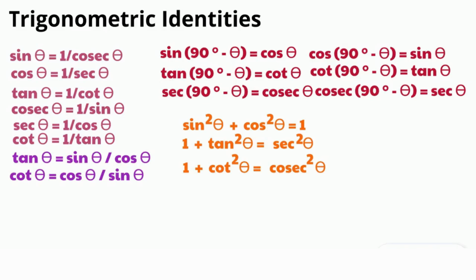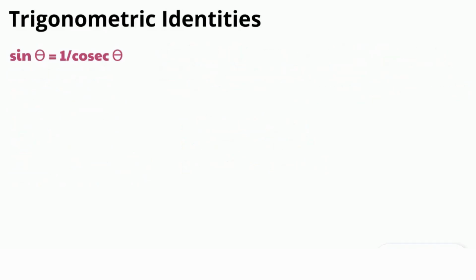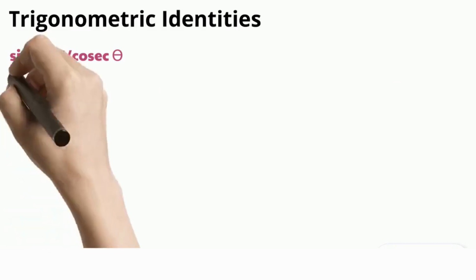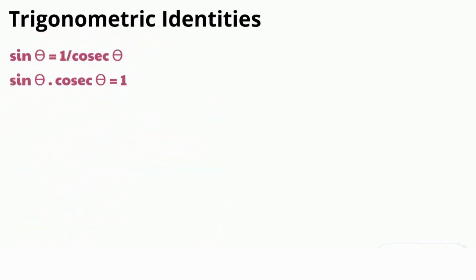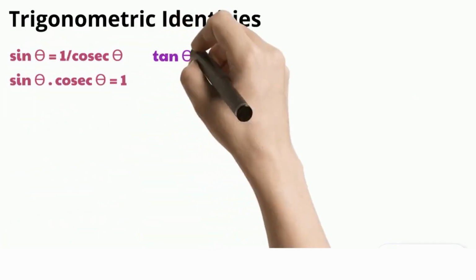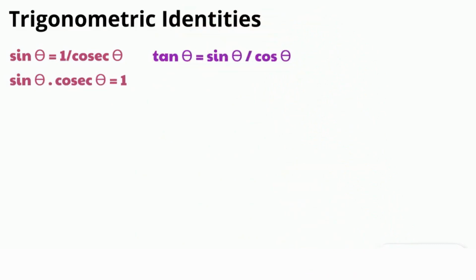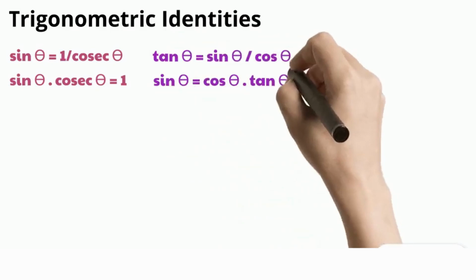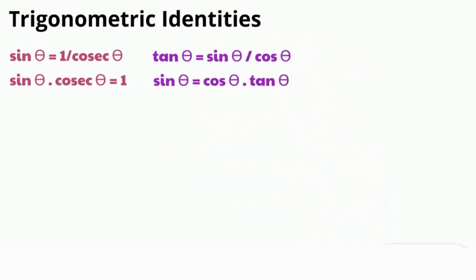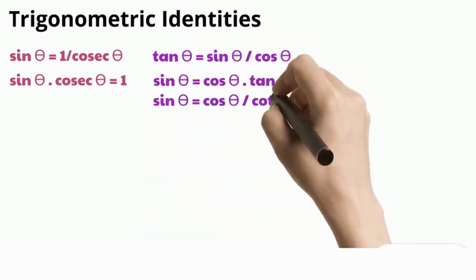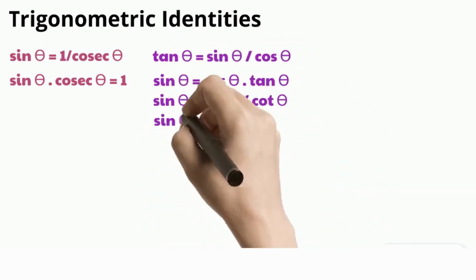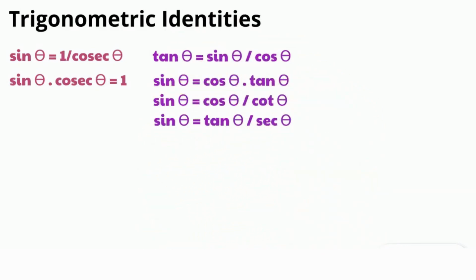Let's see. See here, sin theta is equal to 1 by cosecant theta. This is one of the basic identities. From this, how to make more identities. Sin theta into cosecant theta is equal to 1. Next, tan theta is equal to sin theta divided by cos theta. This is also one of the basic identities. Sin theta is equal to cos theta dot tan theta. Sin theta is equal to cos theta divided by cot theta. Sin theta is equal to tan theta divided by secant theta.